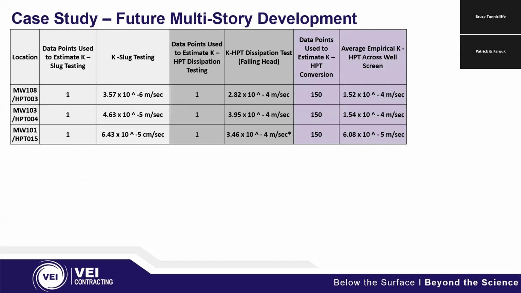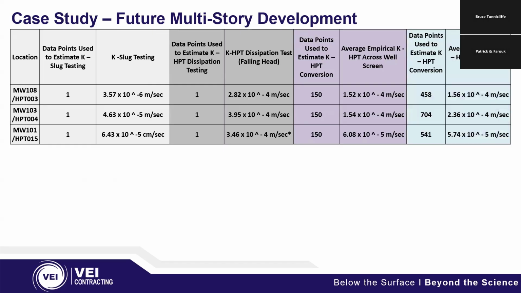We then took an average of the K that was determined using the empirical HPT formula. This average was over the screen length. These screens are 1.5 meters, so 150 data points averaged to create the K. Again, these are 10 to the minus 4, 10 to the minus 5, so generally matching the HPT results for the dissipation testing. And then we also took an average using the empirical K across the entire identified sand unit. So reminder that the silt layer is undulating, so the thickness of the sand layer varies at different locations in the site. Hence, we have different amounts of data points that we're averaging across.